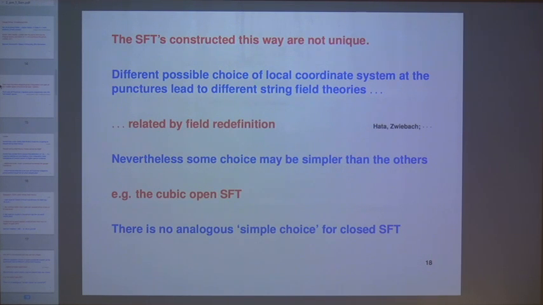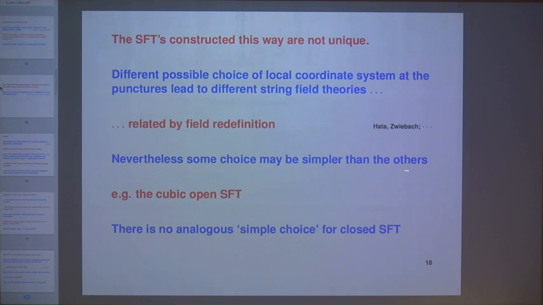Now, it should probably be clear from the description that the string field theories that we have constructed this way are not unique. They are not unique because we have different possible choices of local coordinate system at the punctures, and these lead to different string field theories. Now, this seems like bad news. There is a proliferation of string field theories. Fortunately, one can show that all these different field theories that you get by different choices of local coordinates are related by field redefinition. So effectively, you are describing the same system, but using different field coordinates.